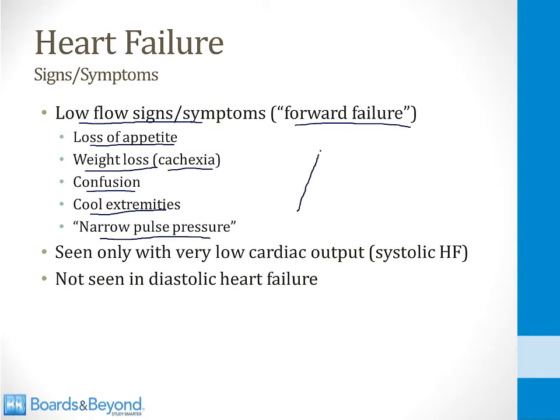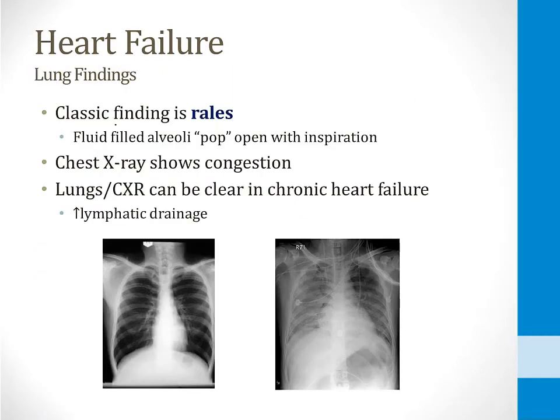Your blood pressure goes up to a systolic pressure and down to a diastolic pressure based on contractility. If you have severely impaired contractility, the difference between diastolic and systolic pressure can become very small. That's called a narrow pulse pressure. And these low flow signs and symptoms are seen only with a very low cardiac output in severe systolic heart failure. They're not seen in diastolic heart failure, and I talk about systolic and diastolic heart failure in detail in another video.